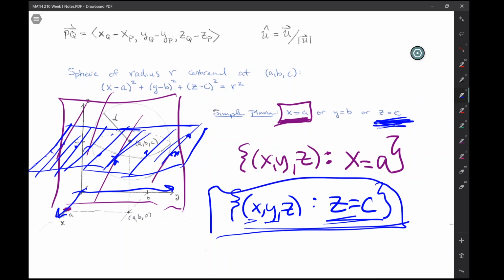Now you might say, okay, well, you got them to slice horizontally, vertically, but everything is just kind of, you're not slanted at all. We'll talk about how to discuss planes that are not simple. They're not given by just x equals a, y equals b, or z equals c. We're going to talk about that later in the class.